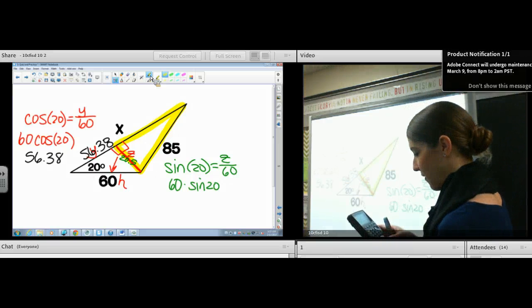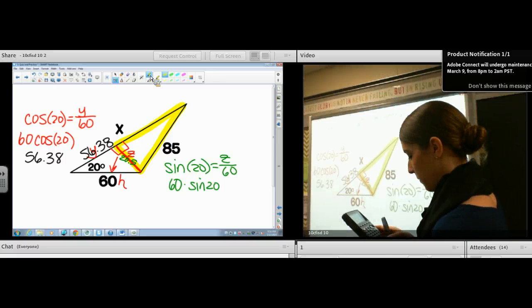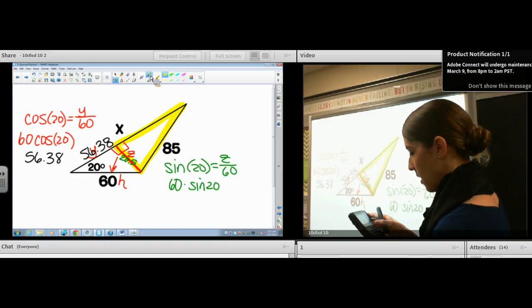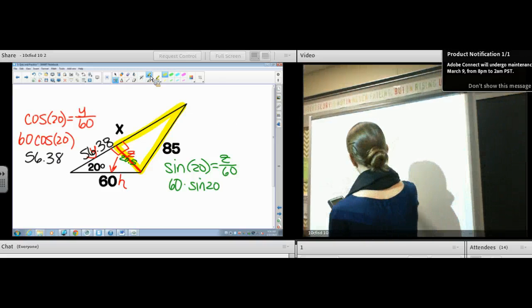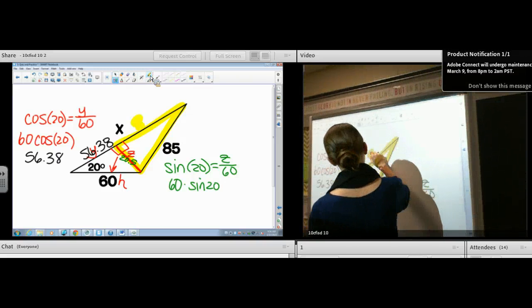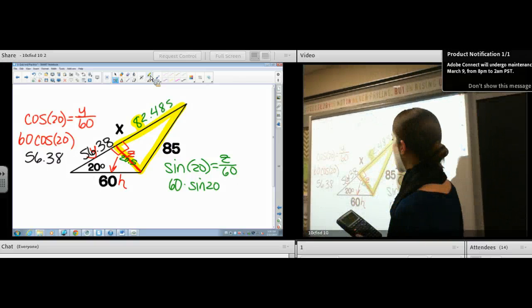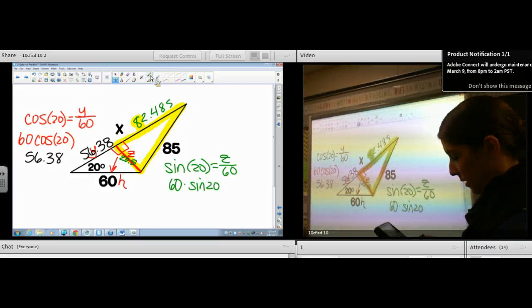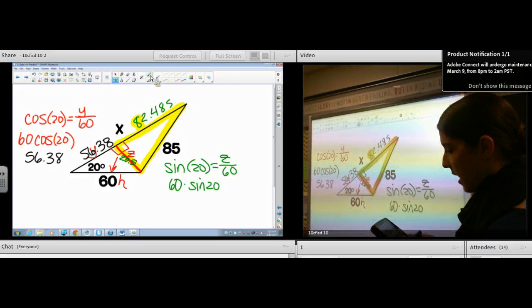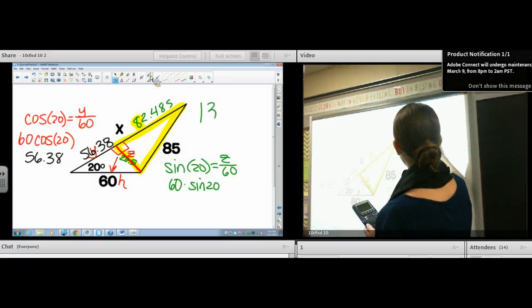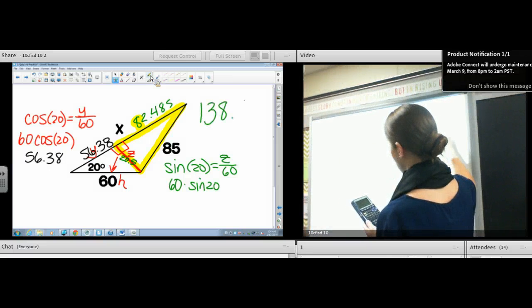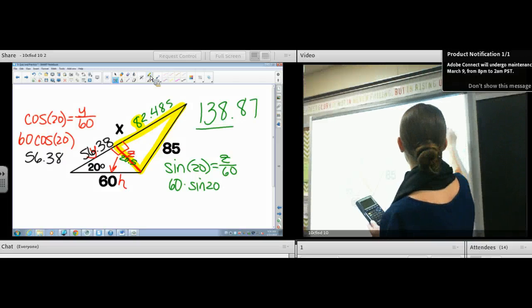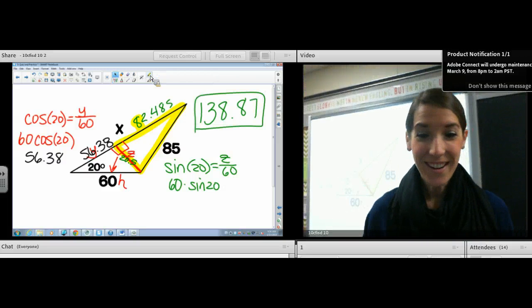Okay, so you're doing 85 squared minus 20.5212 squared. Take the square root, and we get 82.48. Oops, I still have my highlighter out. 82.485. Okay, anyways, now we just add them together. We add plus 56.38, and our final answer, yep, 138 point, you can do 87, let's say that. George got it!